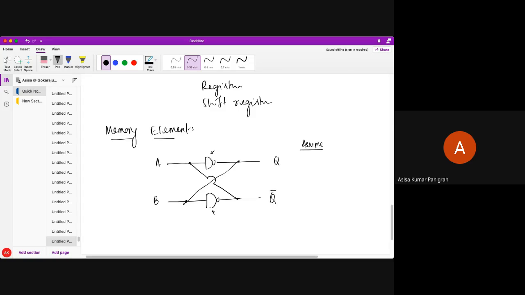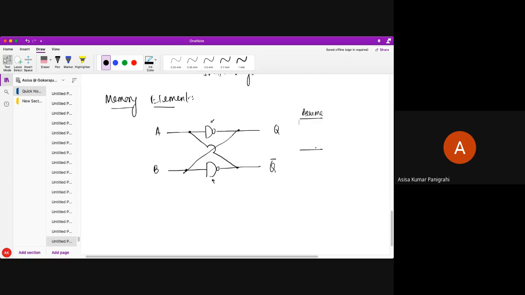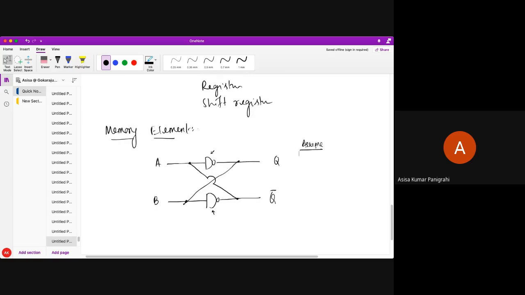Don't worry. In case of a memory element, remember one very important concept I am discussing here. What is that? A memory element always contains two outputs. What are those outputs? One is called the true form of the output, which is Q, and another is the complement form of the output, Q bar. So if Q is 0, Q bar is 1. If Q bar is 0, Q is 1. They are complements of each other. So this is the first very important concept: a memory element contains two outputs.